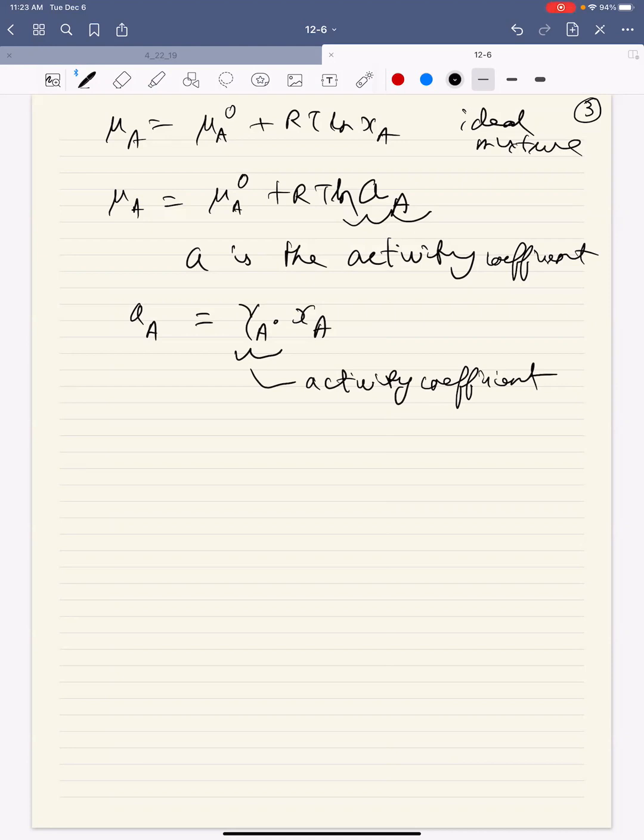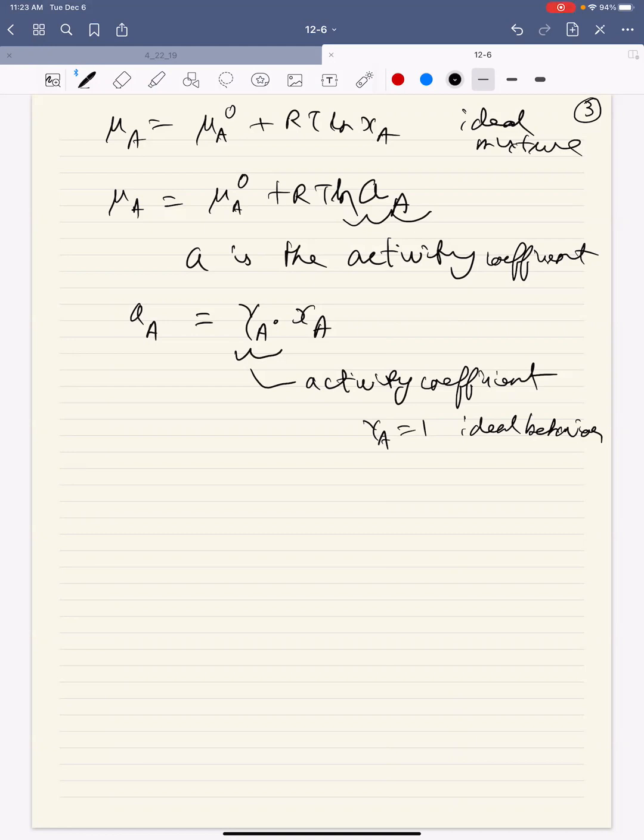That's gamma A, which is activity divided by mole fraction. So if gamma A is equal to 1, we have ideal behavior. And gamma A can be more than 1, it can be less than 1. Can it be negative? It can't be negative, right? Because the log of a negative number will be a disaster.